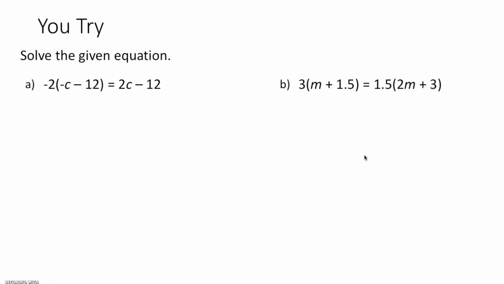You try. Okay, so again, solving an equation, so we simplify, move, solve. Can we simplify this side? Can't simplify what's in the parentheses, but we can distribute that negative 2. Over here, this is already simplified. This has a c, this doesn't, so we're good. So let's distribute the negative 2.